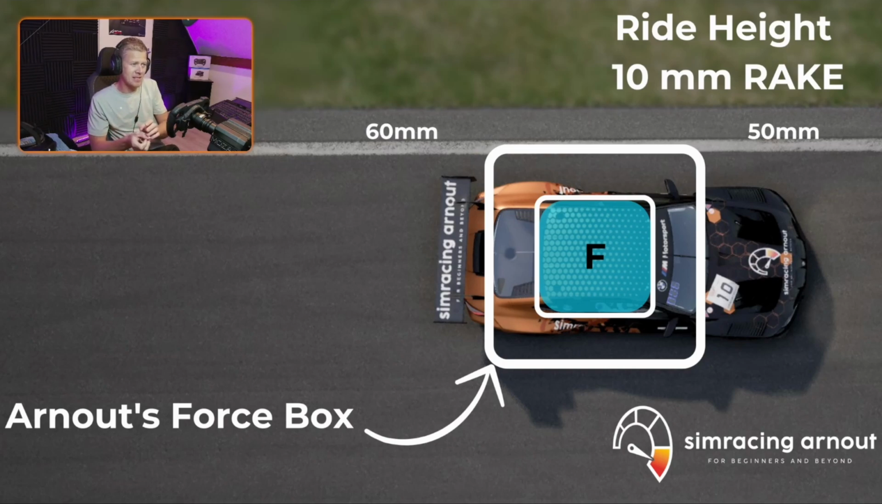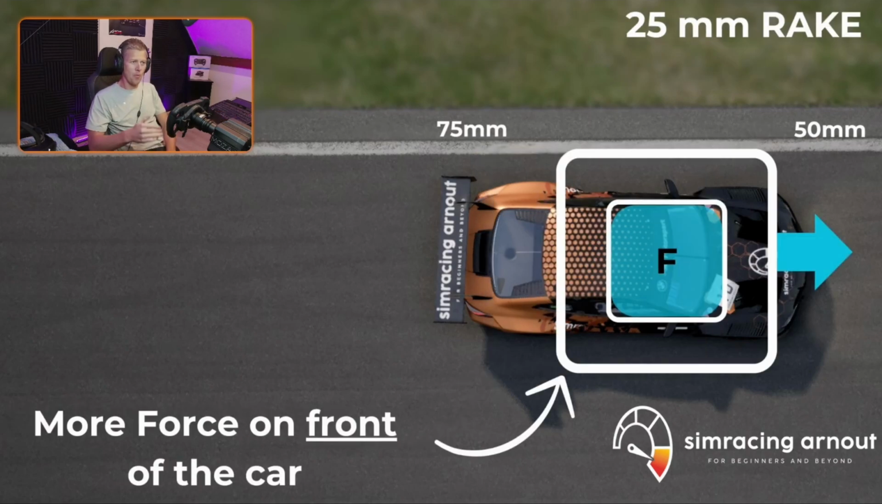So what that means is the box is placed too much backwards. We have too much pressure on the back of the car, or we're not having enough pressure on the front of the car. So in that situation, I just want to drop the front ride height and raise the back. And this creates this force box to be more placed in front.